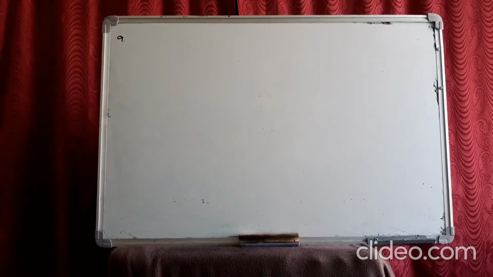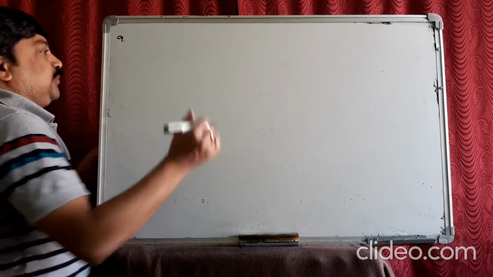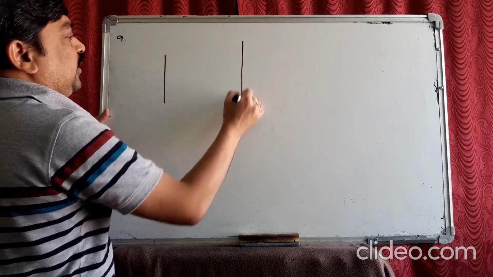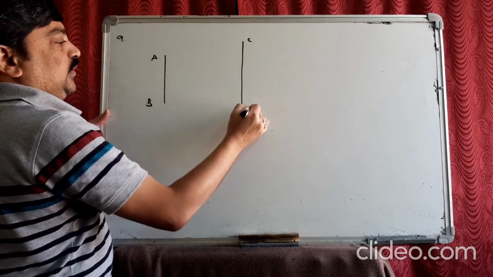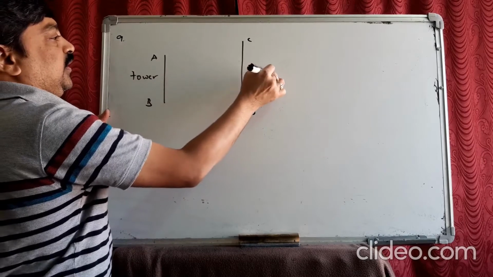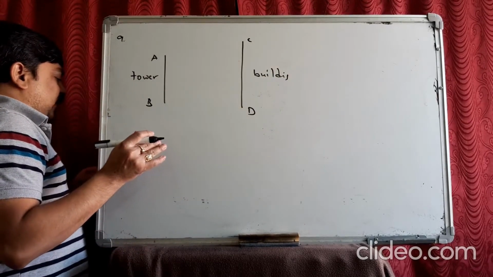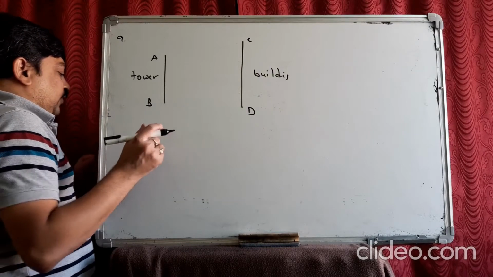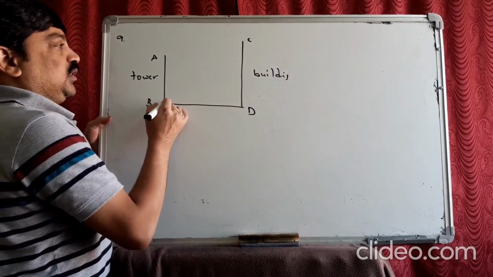Now look at the ninth question. There is a building and a tower. We don't know the height of anything. So see, this is a tower and this is the building. Okay, what did they say? The angle of elevation of the top of a building from the foot of the tower. Let us assume that both are standing on a straight horizontal line.